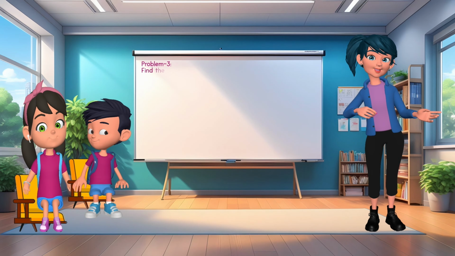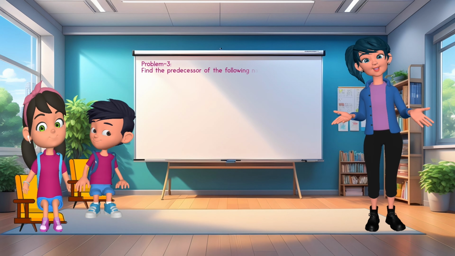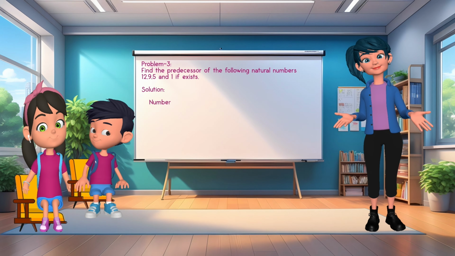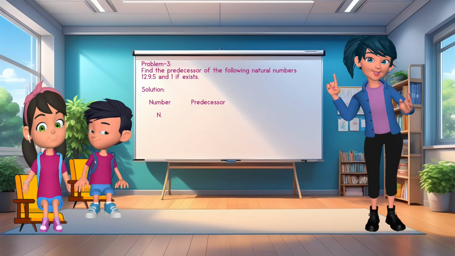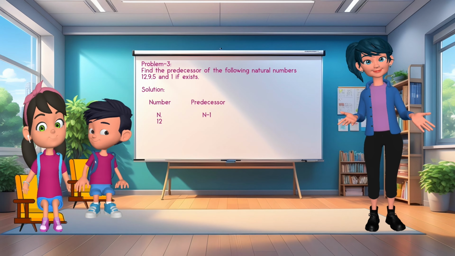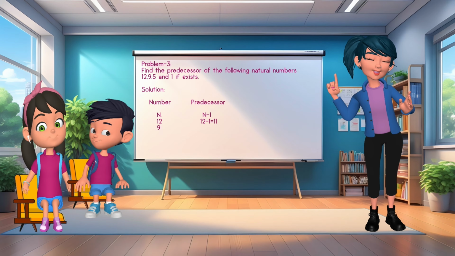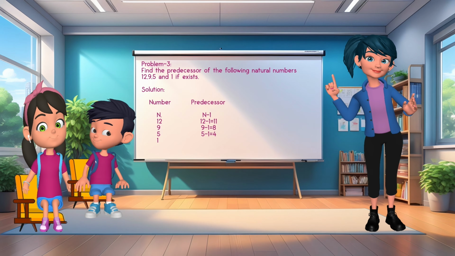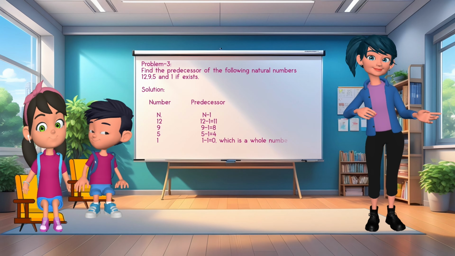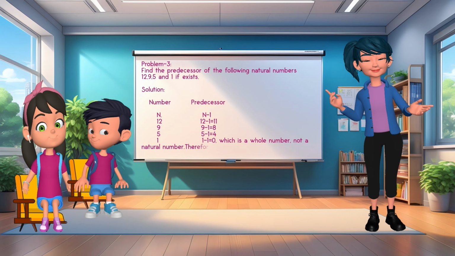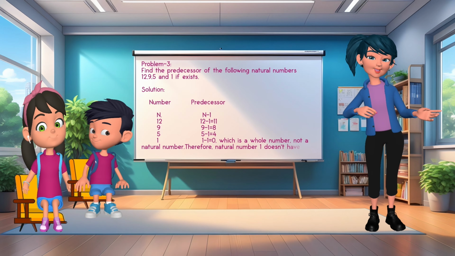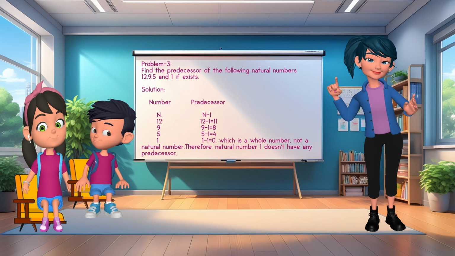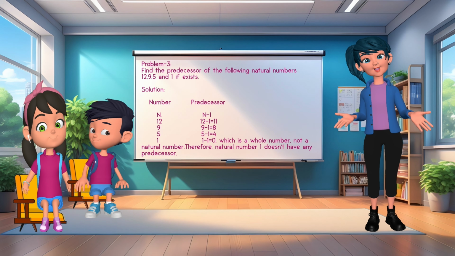Find the predecessor of the following natural numbers 12, 9, 5 and 1 if exists. Solution. For any number n, the predecessor is n minus 1. Therefore, for 12, we get 11, for 9, we get 8, for 5, we get 4, as the predecessor of the numbers 12, 9 and 5 respectively. But in case of 1, we get 0, which is a whole number, not a natural number. Therefore, natural number 1 doesn't have any predecessor.